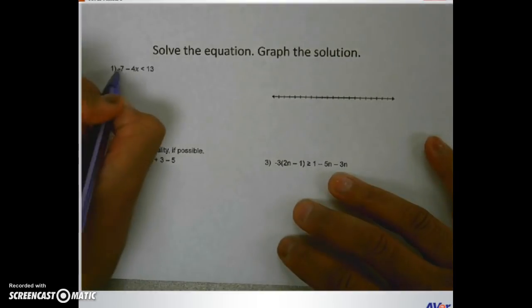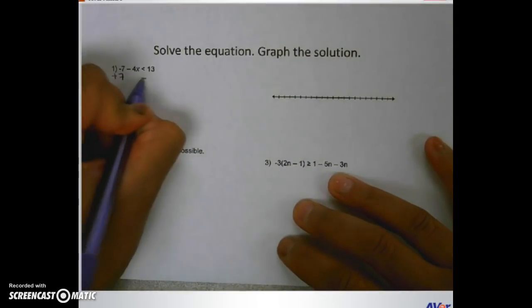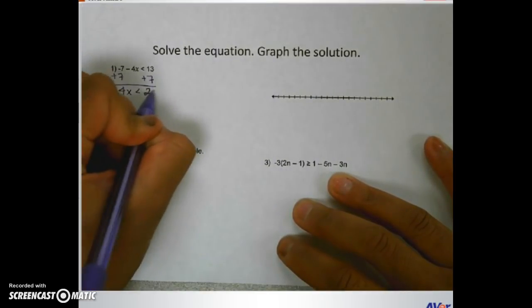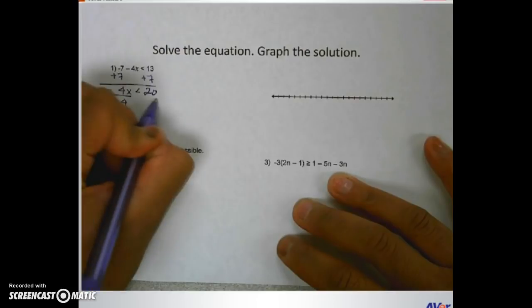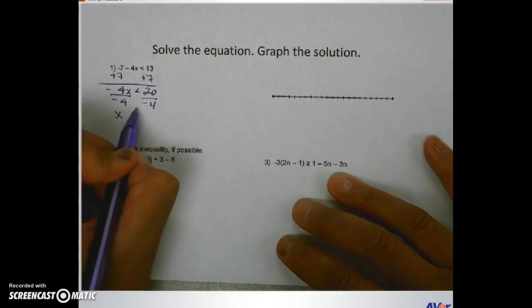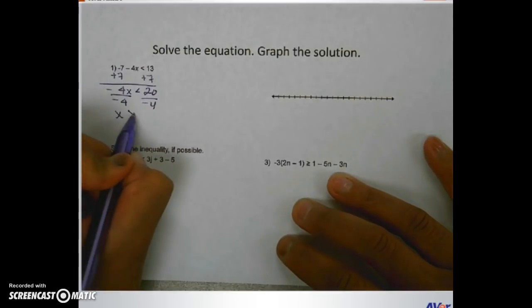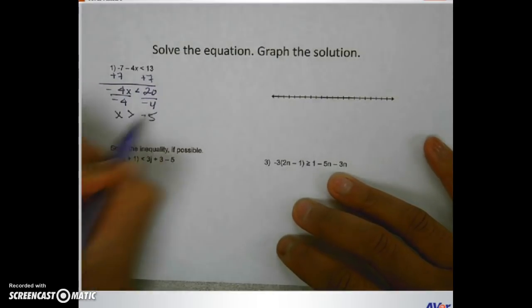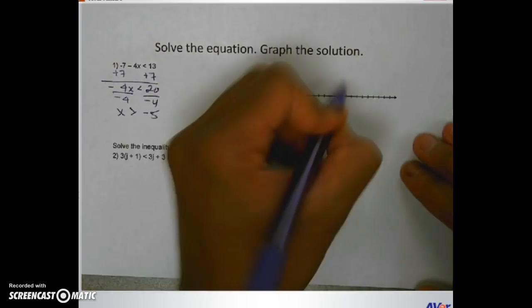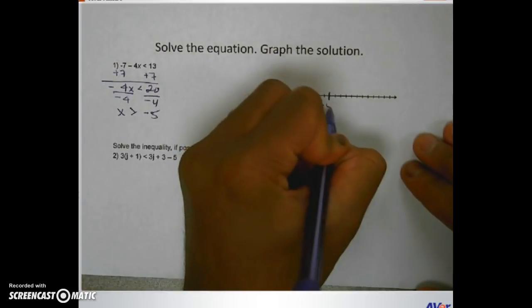So let's begin. For this one, I'm going to add 7 to both sides, and I have negative 4x is less than 20. Then I'll divide by negative 4, and then I have x is, I divided by a negative sign, so now greater than negative 5. Now that I've solved that, I'm going to go ahead and place negative 5 kind of in the middle.